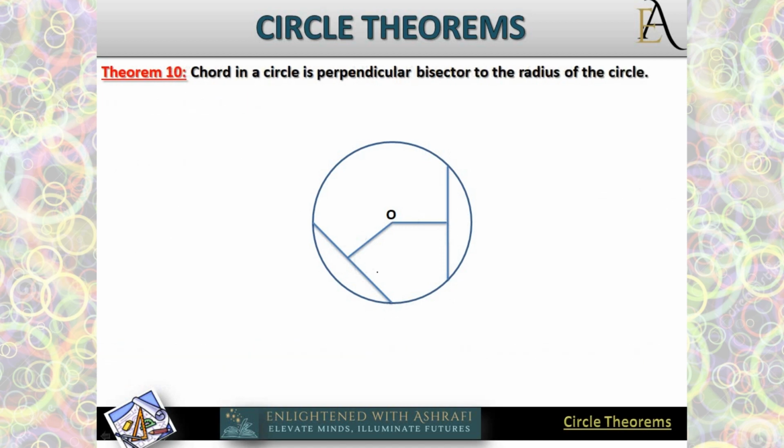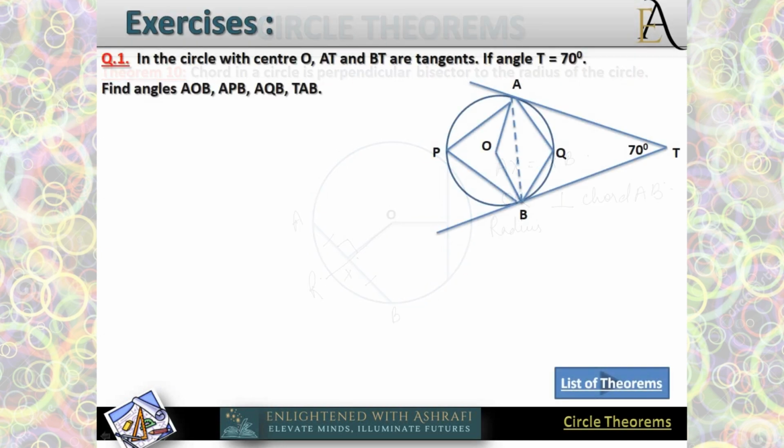The last theorem: the radius of a circle perpendicular to a chord bisects the chord. So if this is my radius, say OR, this is my chord AB, then my radius is perpendicular to the chord and also it bisects the chord. That means AX is equal to XB and OR, that is my radius, is perpendicular to the chord AB.